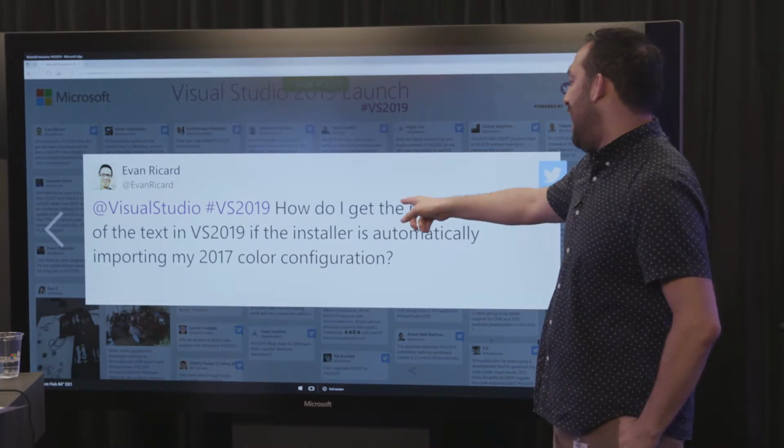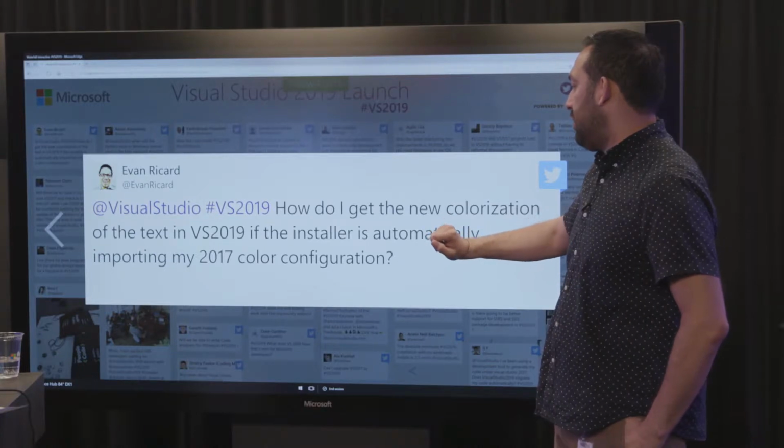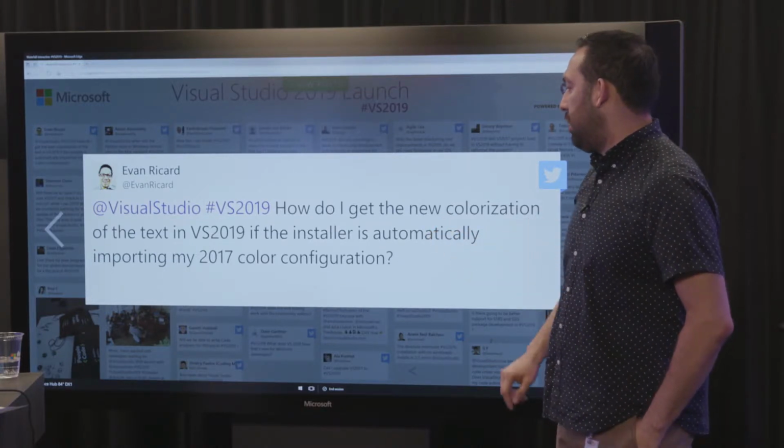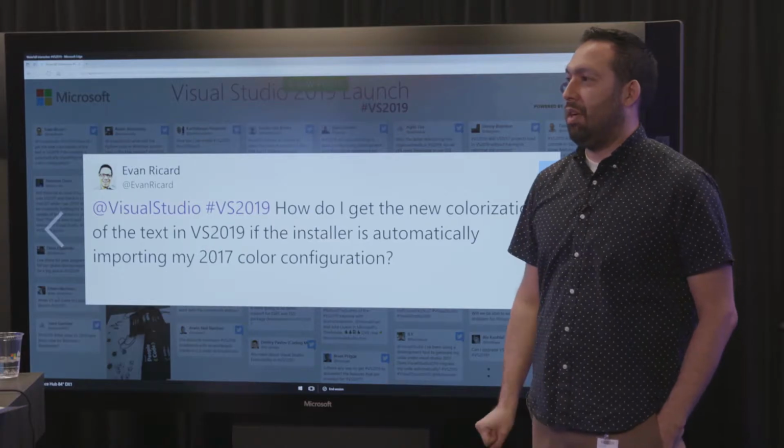All right, from Evan, how do I get the new colorization of the text in VS 2019 if the installer is automatically importing my 2017 color configuration? This question is slightly ambiguous, so I will answer it in two ways. I spoke a little bit earlier about the theming updates in Visual Studio 2019. If you're using the default light theme, then you'll automatically get it. You can always go back and reset your settings for the theme and set it to the default light theme, and then you'll get those new color options.